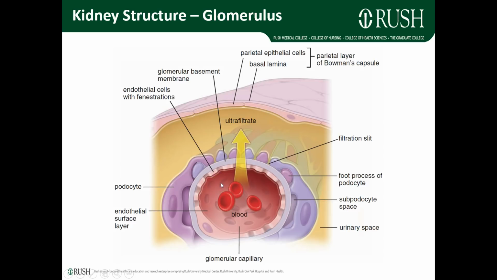Here is a diagrammatical view of what we just discussed. So here's the capillary with blood going through it, and then the pale blue color here is the glomerular basement membrane, and then podocytes on the outside with these pedicles forming the filtration slits here. So the urine is being filtered from the blood through the membrane and into this urinary space.